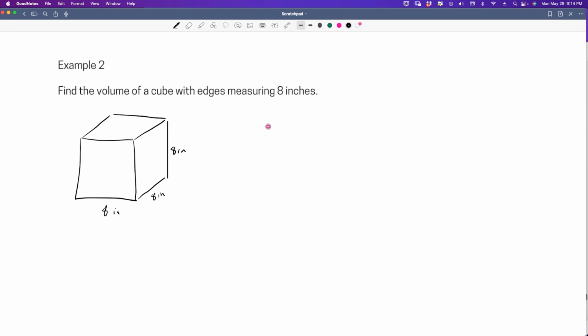So we would say 8 times 8 times 8. That would be 8 cubed. Or actually the right way to do this would be the volume of a cube equals the dimension of the side cubed. So that would equal 8 inches cubed. And 8 times 8 times 8 is 512. And then that is going to be inches cubed because we put this power on that unit of measure. And that would be the answer to that problem.